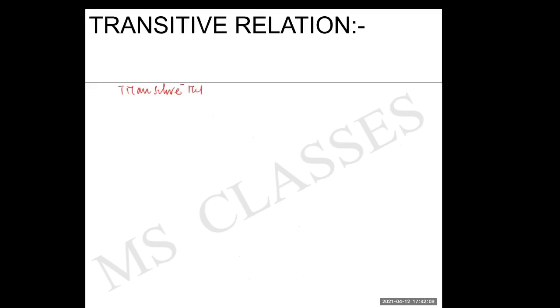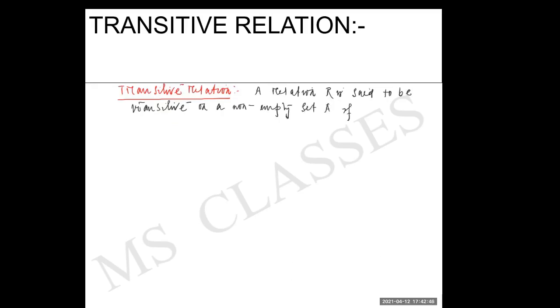Transitive relation. Now what is this transitive relation? Our relation R is said to be transitive on a non-empty set A if when (A, B) belongs to R and (B, C) belongs to R, then (A, C) belongs to R.